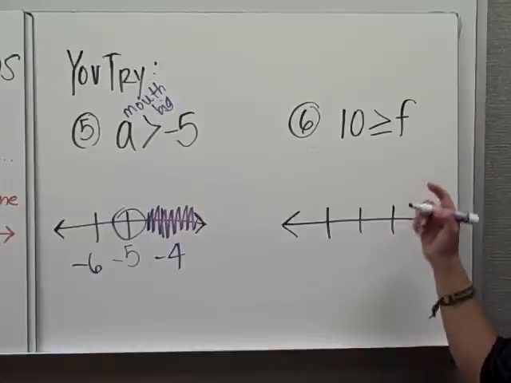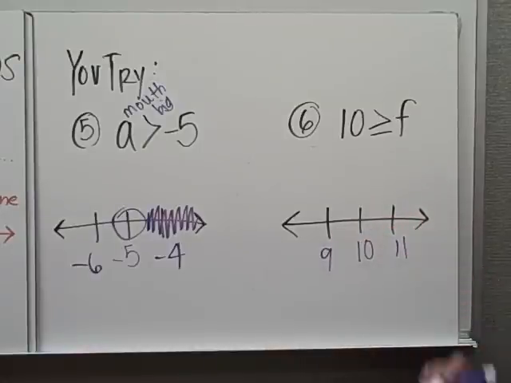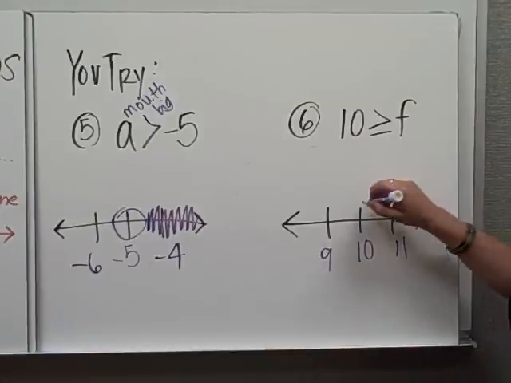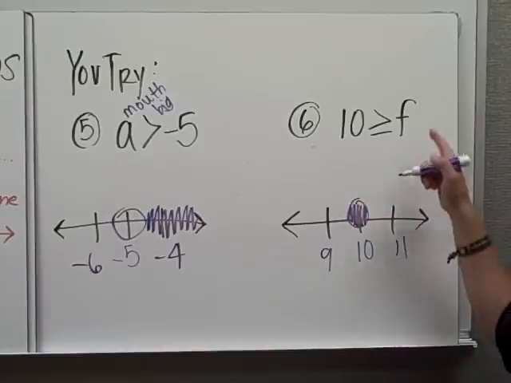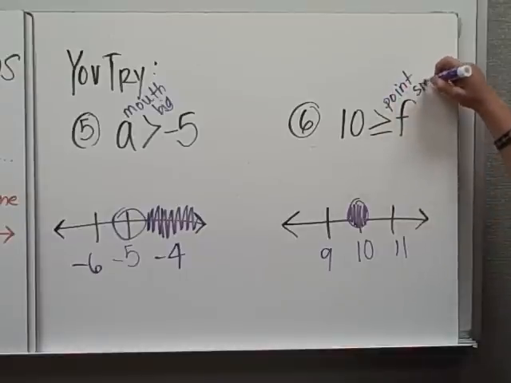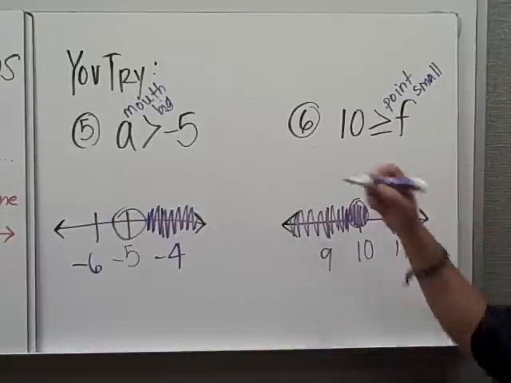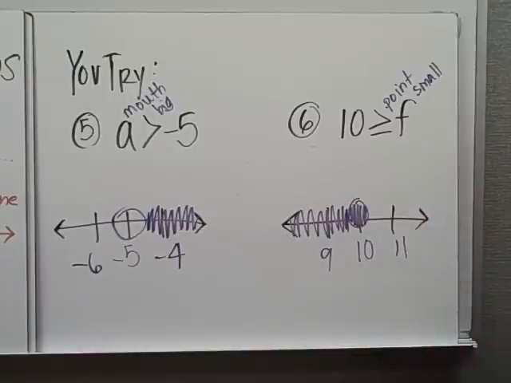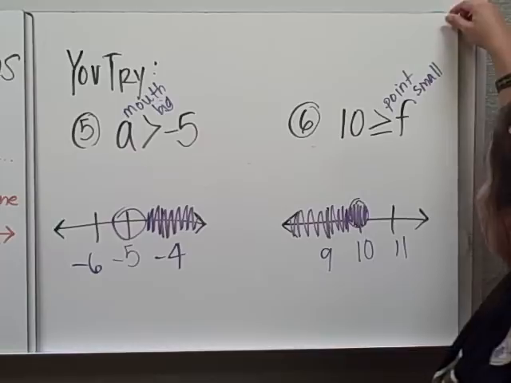Number 6, 10 goes in the middle, so we have 9 and we have 11. It does have an equal to, so that means it's shaded in, and the variable is next to the point, which means smaller, so we shade to the left to the smaller numbers. I hope that you got those correct.